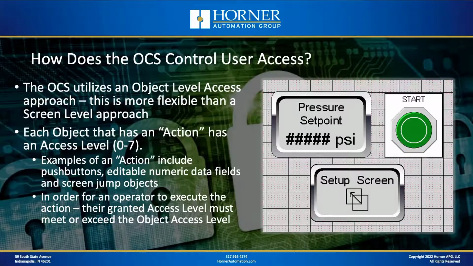So how does the OCS control user access? A lot of you may be used to HMIs that you've used in the past, which use kind of a page level user security or a page level access model. And the only problem we see with that model is that you could end up creating a bunch of almost identical screens that just have different levels of security. With the OCS, we thought it was a better approach to go object-based. In other words, every object that has an action can be assigned an elevated security level or elevated access level, which limits which operators would be able to operate it.